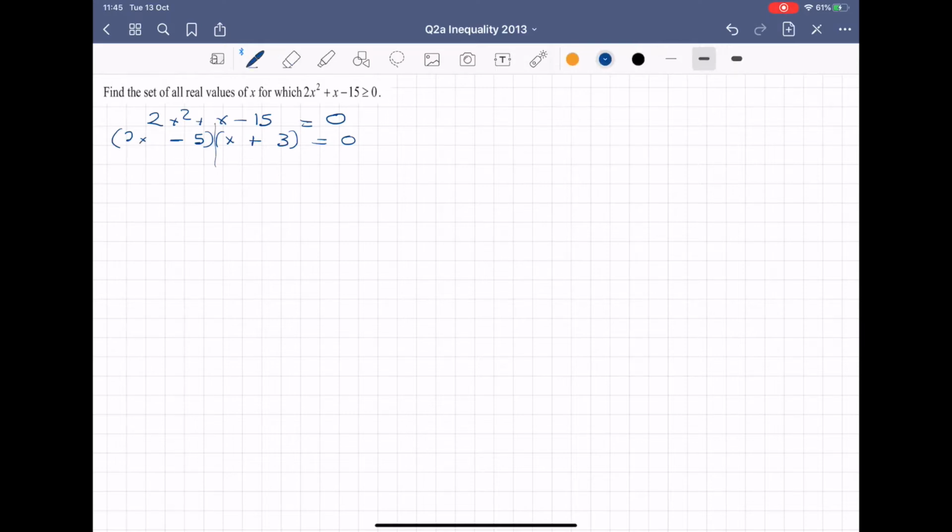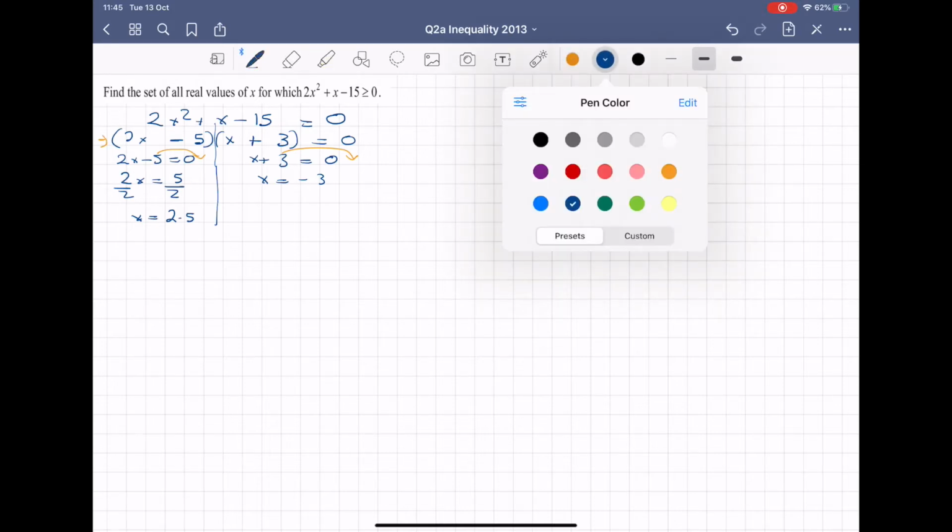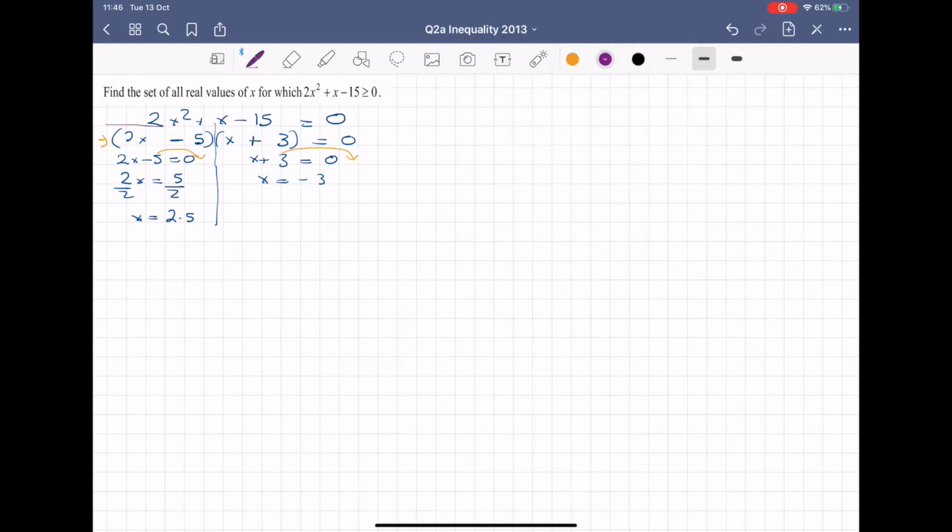Okay, so that's one way to come up with these factors. And then you split the brackets and you let each factor equal 0. And you solve by subtracting 3 from either side, or bringing over the number. Divide both sides by 2, and x in this case is equal to 5 over 2, or 2.5. Okay, so that's one way people factorize. I might show you another way people factorize. Okay, so I'm going to redo this bit. This is another option for this bit.